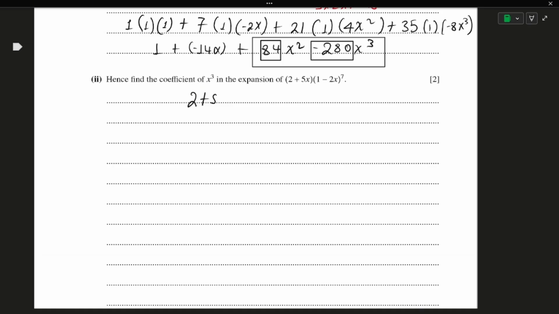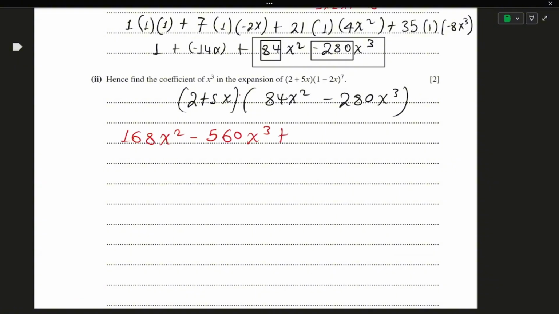So 2 plus 5x times 84x squared minus 280x cubed. Now multiplying this will give us 2 times 84, which is 168x squared. And then 2 times minus 280 is minus 560x cubed. Then 5x times 84x squared is 420x cubed. Then 5x times minus 280x cubed is, I think, minus 1400 x to the power of 4.